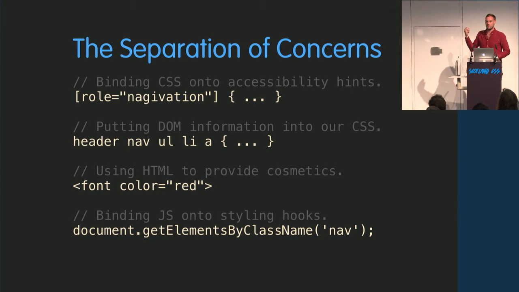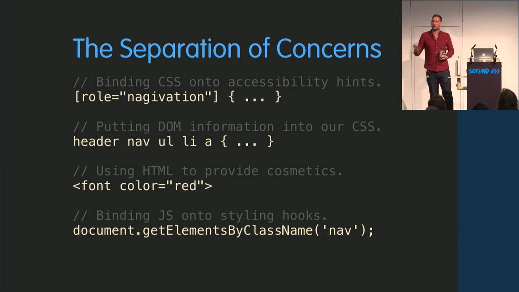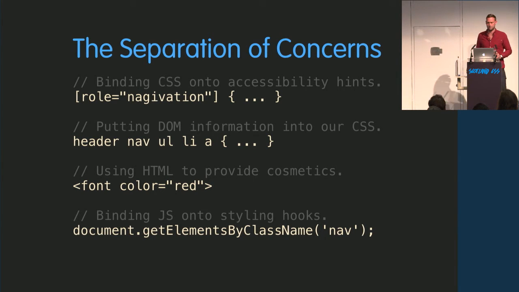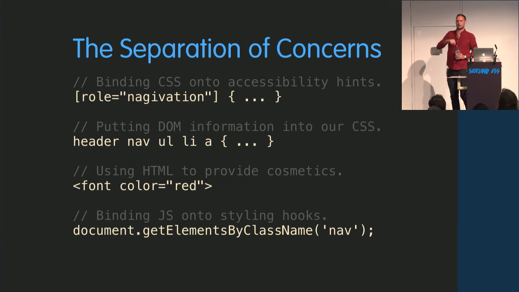The third one, many of you won't even remember this, but many moons ago, we used to actually use HTML to style itself. One of the main reasons CSS was invented was to separate these concerns. It turned out to be a very inaccessible, very unmaintainable solution. We actually used to use HTML to style itself. And finally, yeah, binding JavaScript onto styling hooks. That nav should be JS-nav, right? We should be looking in the DOM for a JS-specific class.